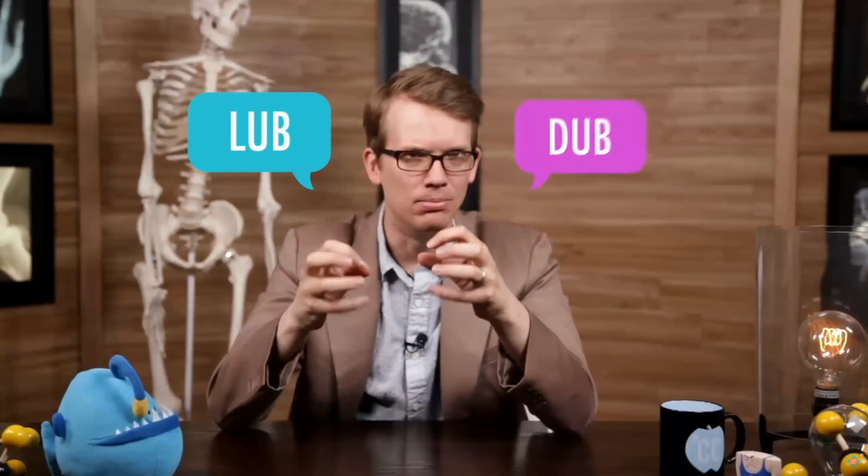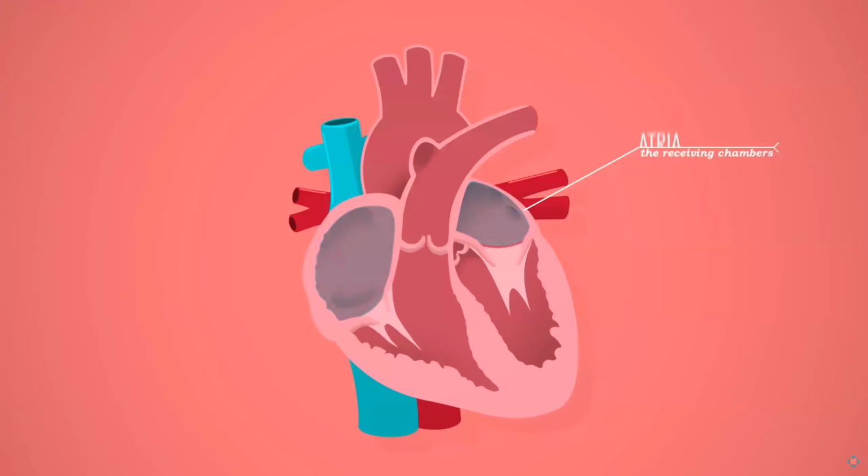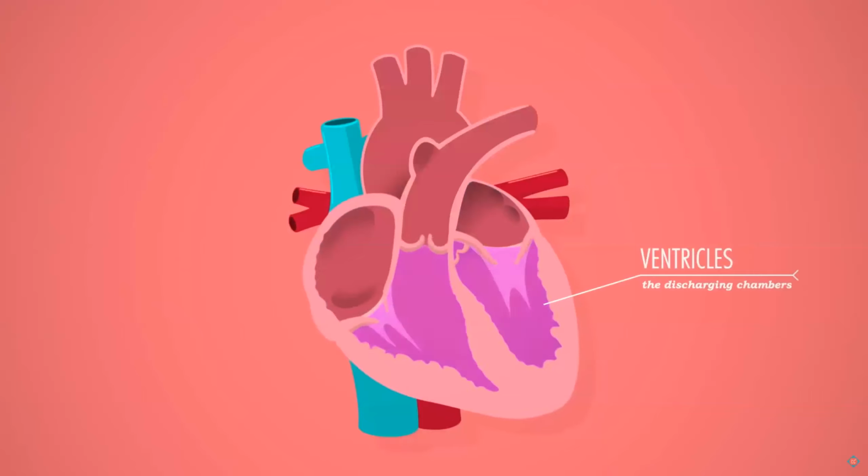So if you put your ear against someone's chest, and yeah, ask for permission first, you'll hear that lub-dub. Lub-dub. What you're really hearing are the person's heart valves opening and closing. It's a relatively simple but quite elegant setup, really. Functionally, those atria are the receiving chambers for the blood coming back to the heart after circulating through the body. The ventricles, meanwhile, are the discharging chambers that push the blood back out of the heart.